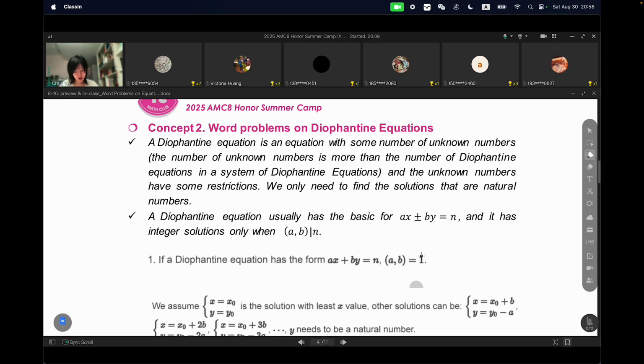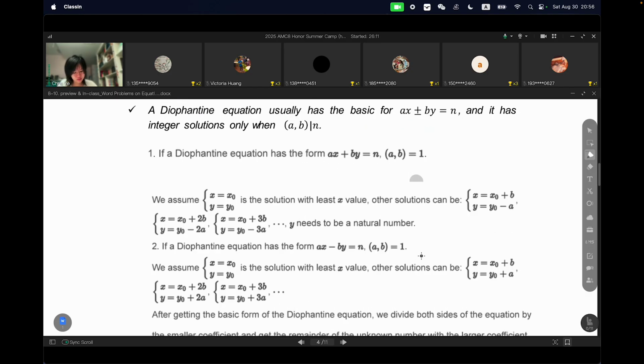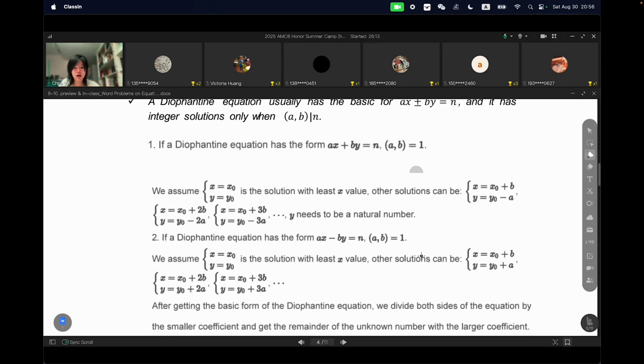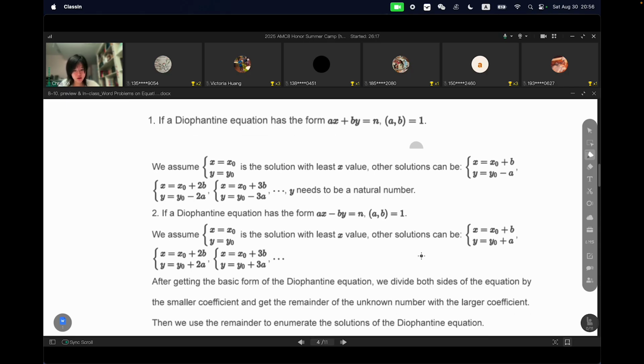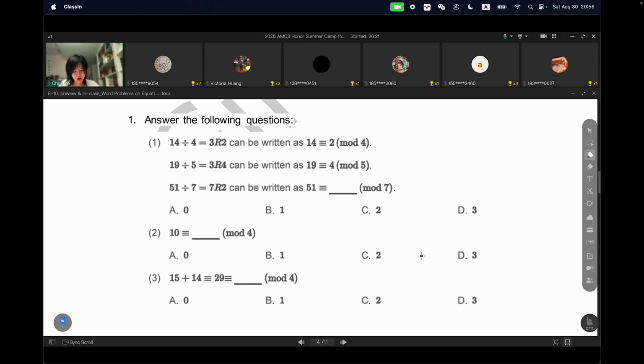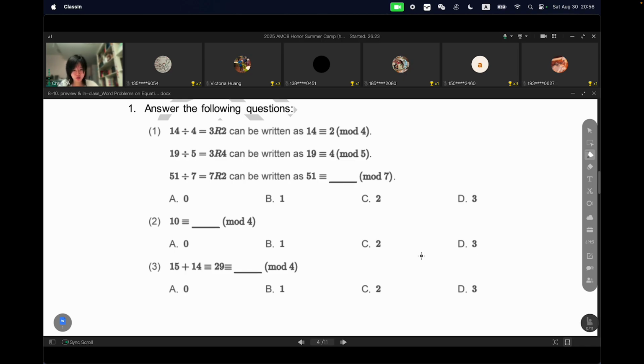So the concept here looks kind of complicated, but I'll explain it in a different way later. So if you have this document, you can ignore this part. But before we move on, let's first learn about modulo.